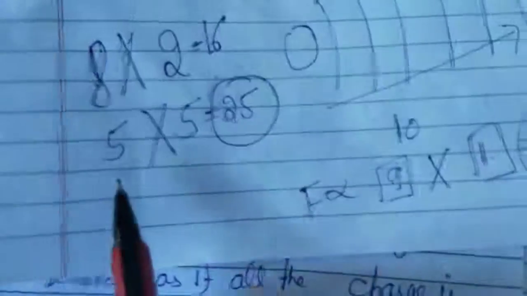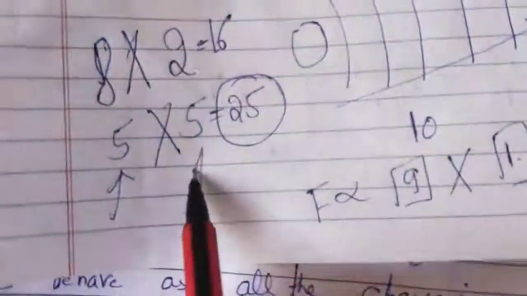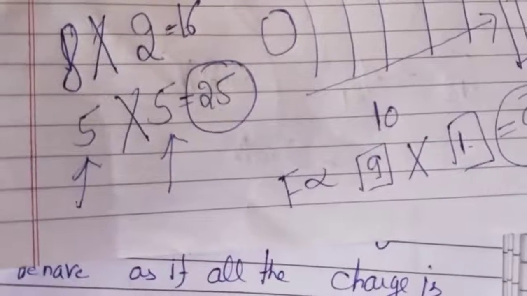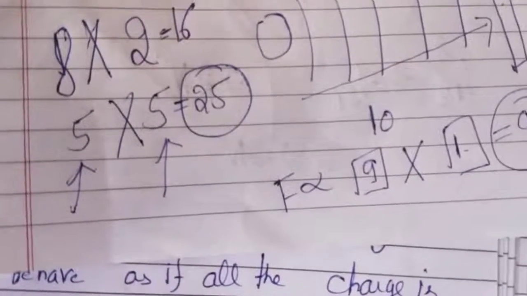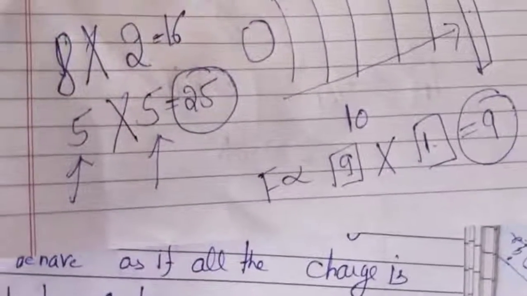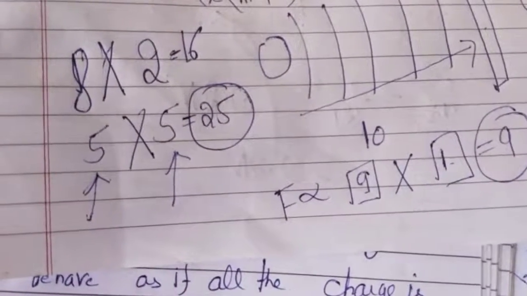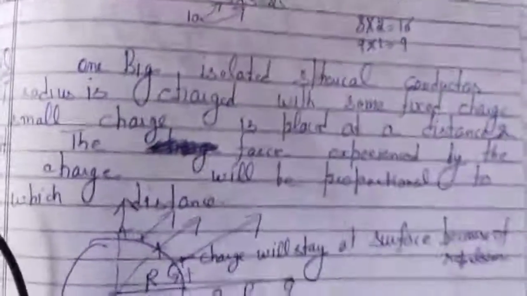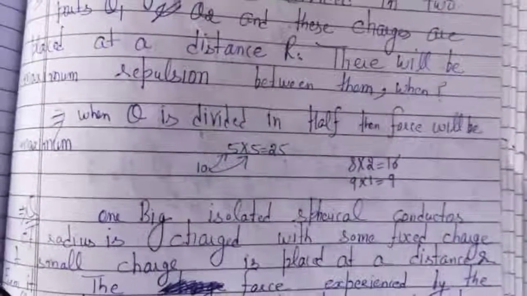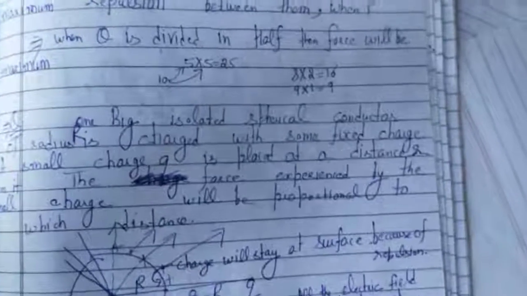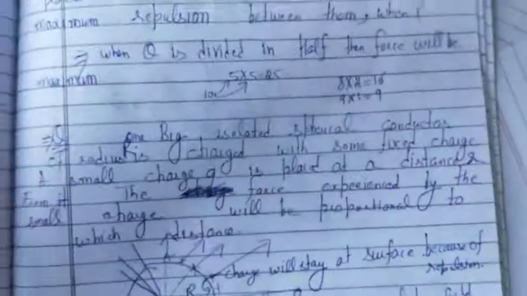So when you divide the charge into half of its value, when both the charges are half of the original charge, then they will feel the maximum repulsion. So this is the concept: when both the charges have half the value of the original charge, they will feel the maximum repulsion. So when Q is divided in half, then force will be maximum. Now write down the next question.